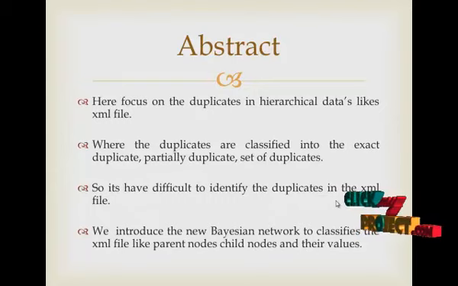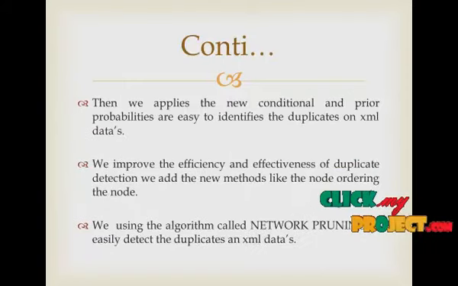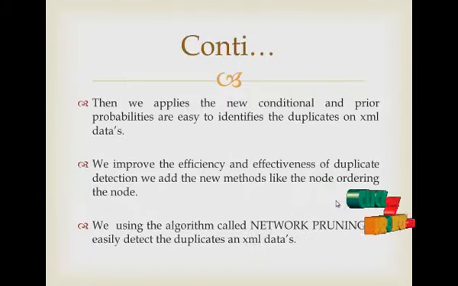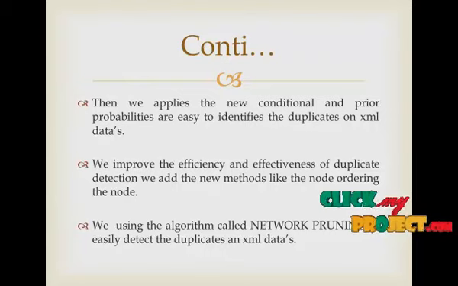In this process, we get all the duplicate data in the parent node and child node, to get all the information. With the four conditions applied in our method, it is difficult to identify the duplicates in the XML file. We introduce a new naive Bayes to classify the XML file into parent node and child node values. Then we apply the condition, and the prior probability easily identifies the duplicate detection on the XML data.